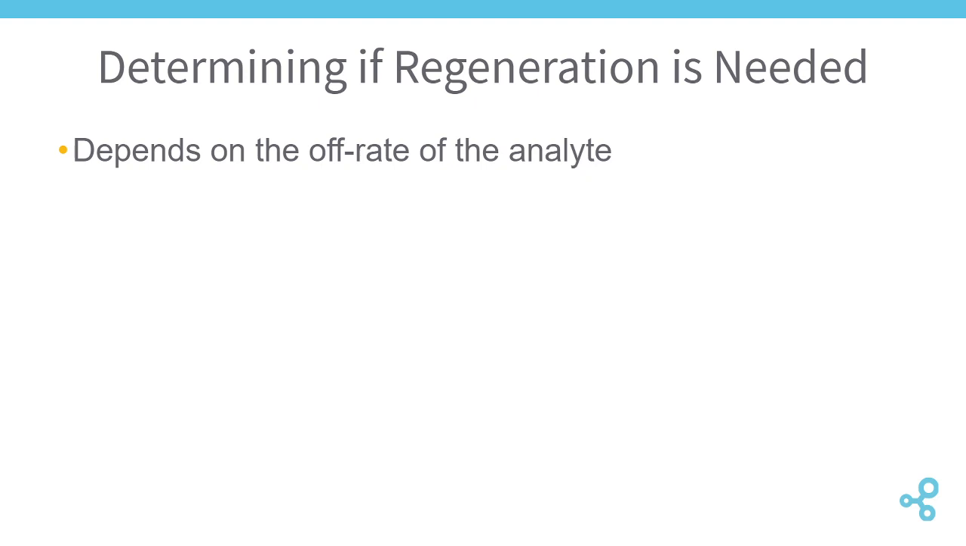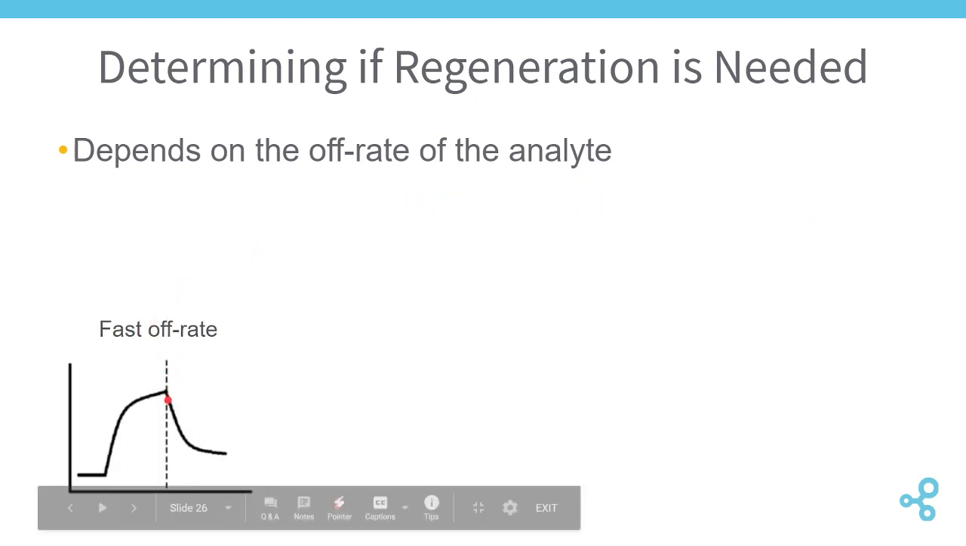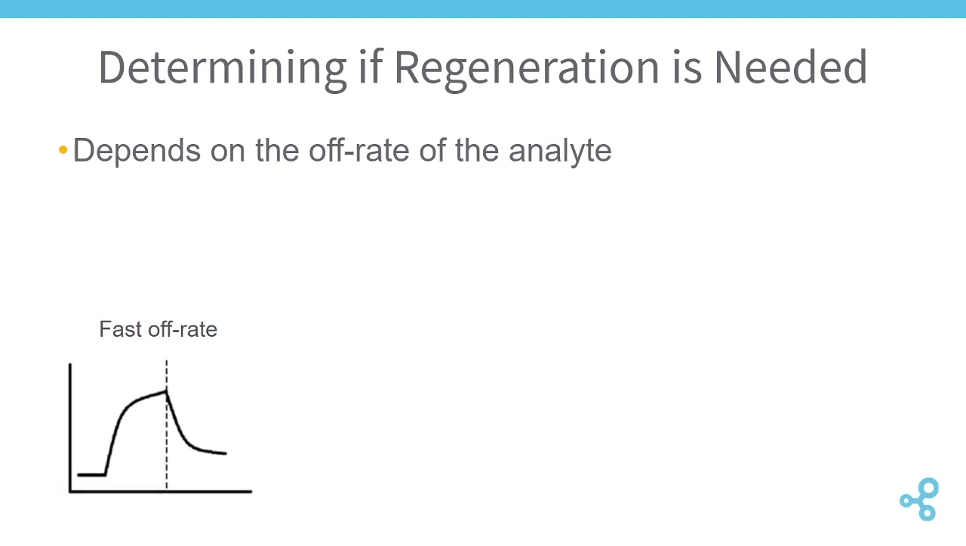But the main thing that the regeneration comes down to is the off rate of our analyte, or the off rate of our interaction. So what we mean by that is if we have an interaction where the off rate is quite fast, so when we get to the dissociation period, our response comes back down to baseline quite quickly. In that situation, no regeneration solution would be necessary, so you can just simply go on to your next analyte concentration injection once we get back to baseline.